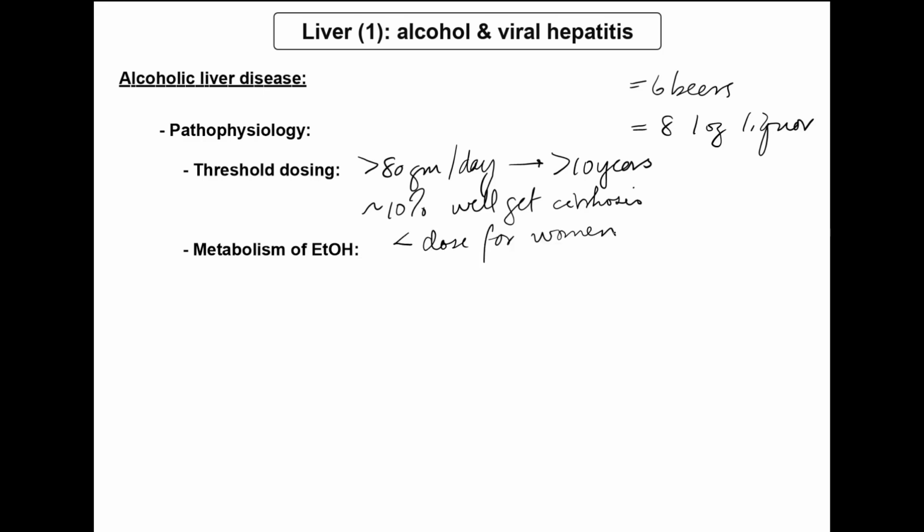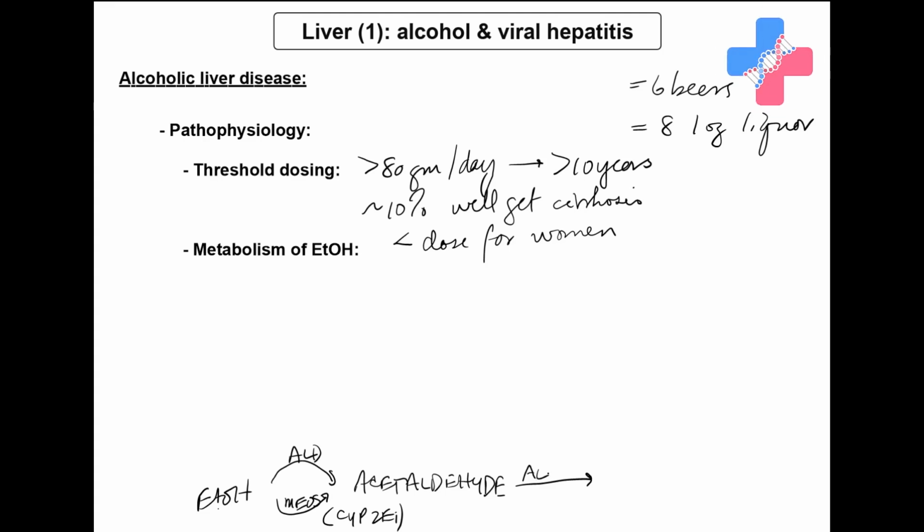The metabolism of alcohol is worth learning. One starts with ethanol, and there are two pathways for metabolism in the normal cell. In the cytoplasm, there's alcohol dehydrogenase, and then in the endoplasmic reticulum, there's the microsomal ethanol oxidative system with the key enzyme 2E1, and that forms acetaldehyde. Acetaldehyde is metabolized in the mitochondria by acetaldehyde dehydrogenase into acetate.